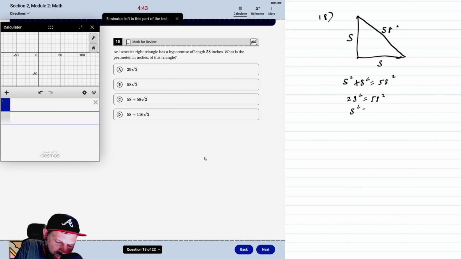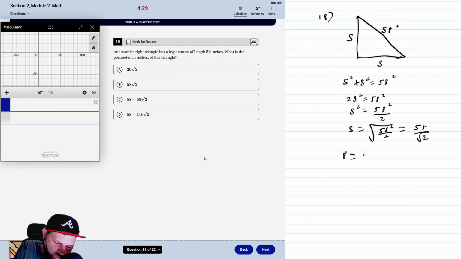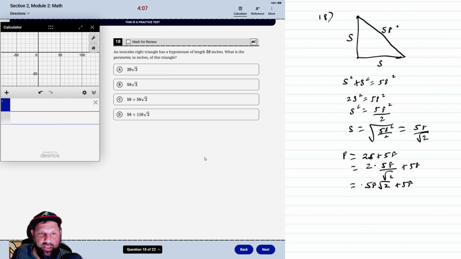So you have s squared is going to be equal to 58 squared over 2. And so s is going to be equal to the square root of 58 squared over 2, which is going to be equal to 58 over square root of 2. Okay. Perimeter is going to be equal to 2s plus 58, which is going to be 2 times 58 over square root of 2 plus 58. 2 over square root of 2 is just square root of 2. So you have 58 square root of 2 plus 58. And so that's going to be the perimeter, which is option C.